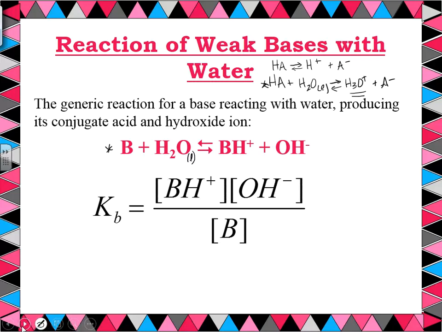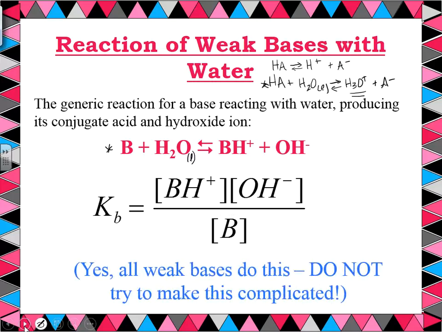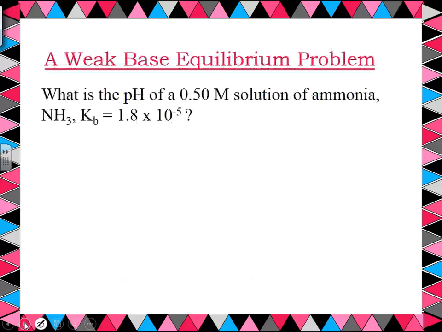So the law of mass action for a weak base dissociation would be represented, if you use this as your generic reaction, by Kb equals the concentration of the BH plus ion to the first times the hydroxide ion to the first divided by the concentration of your weak base. All weak bases do this. Do not try to complicate it. Don't try to overthink it.